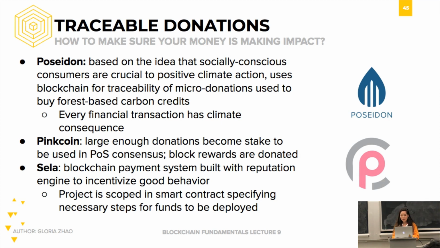There's also Sella, which is a blockchain payment system, which is more directly related to the idea of traceable donations. The way they do it is they have projects scoped in smart contracts on this platform, and the smart contract will specify exactly what needs to happen in order for funds to actually be dispersed to this project. And then they have different nodes that are overseeing the execution of the project and verifying its efficacy and all of that stuff. So in general, it's harnessing the transparency of blockchain to make the donation more transparent. That's the basic idea of using blockchain for traceable donations.